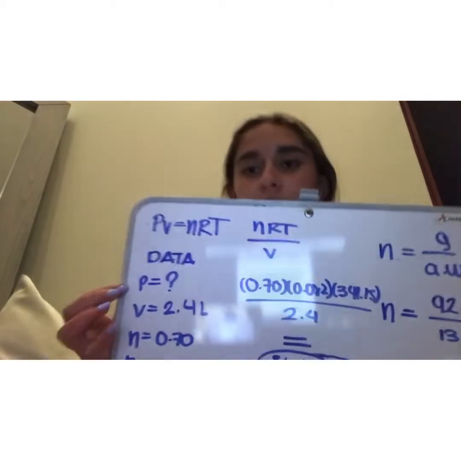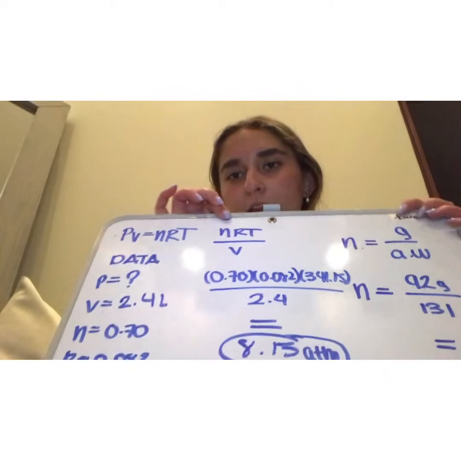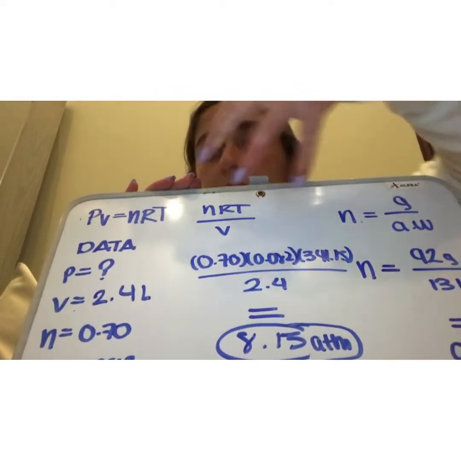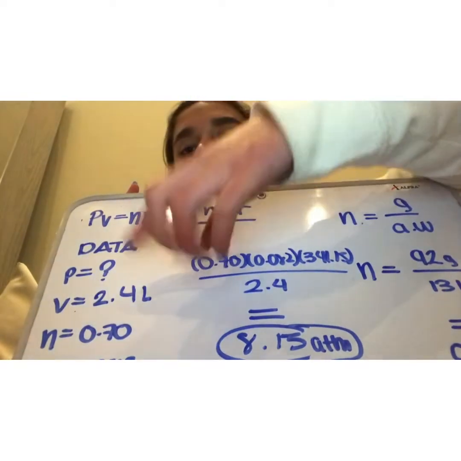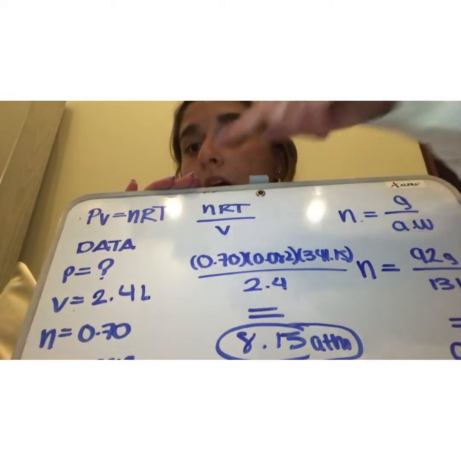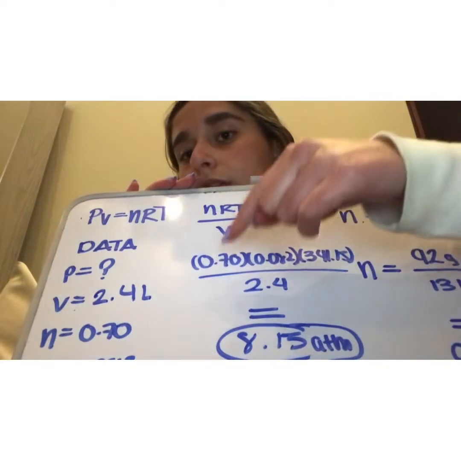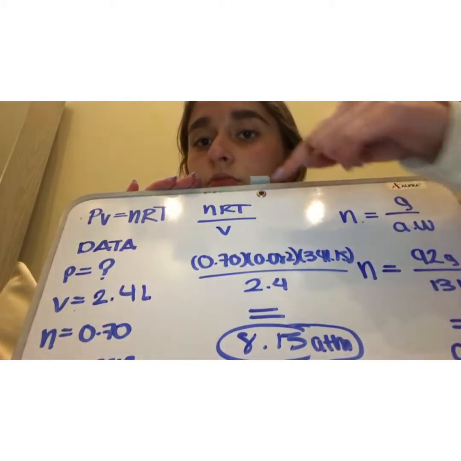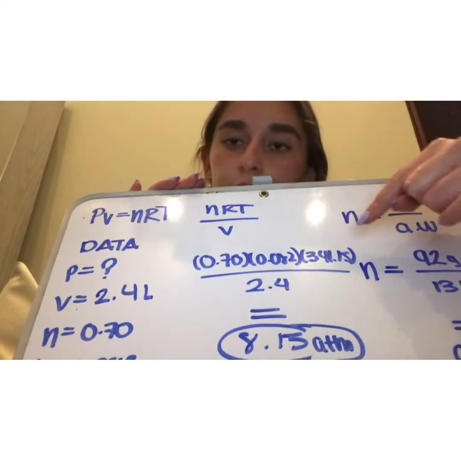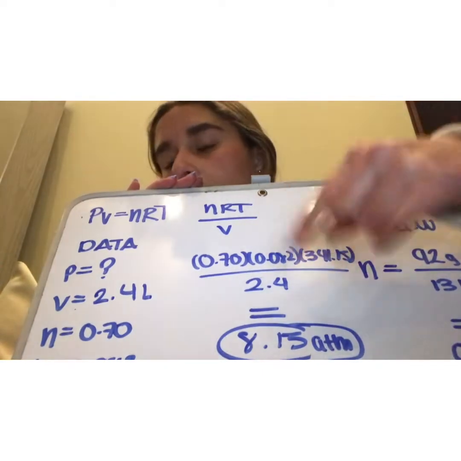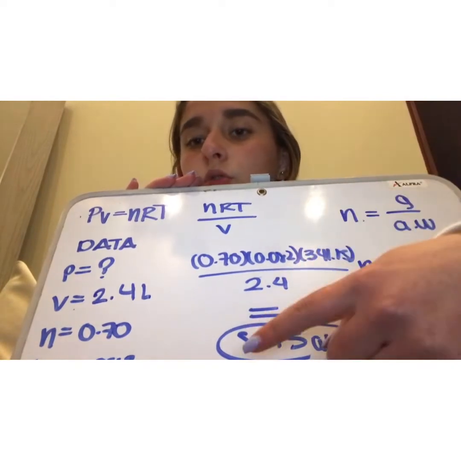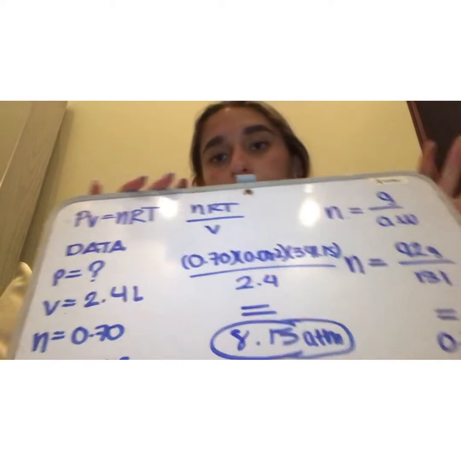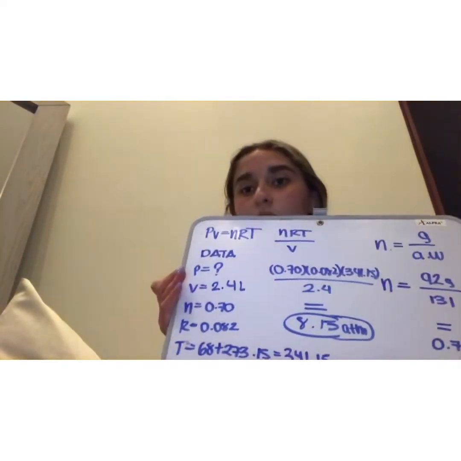So here is our formula already with P alone, and the thing that we need to do is to put the corresponding numbers. So we have that moles is equal to 0.70, R is equal to 0.082, and temperature is equal to 341.50, divided by the volume, there it's 2.4, there it's equal to 8.15 atm, because pressure is always in atm. Okay, so this is our first result.